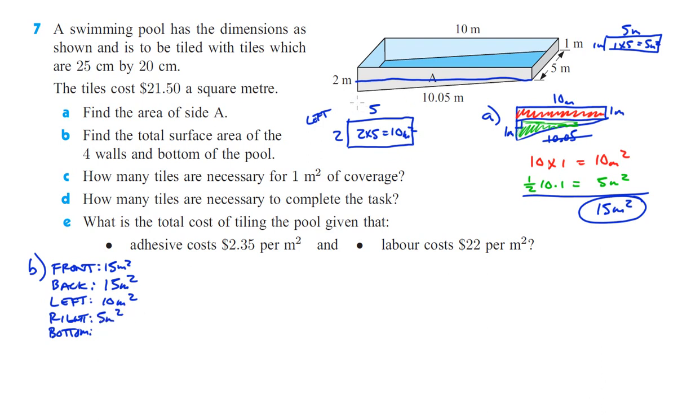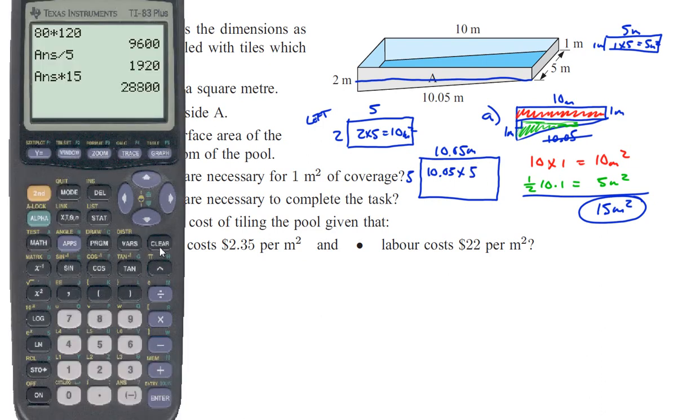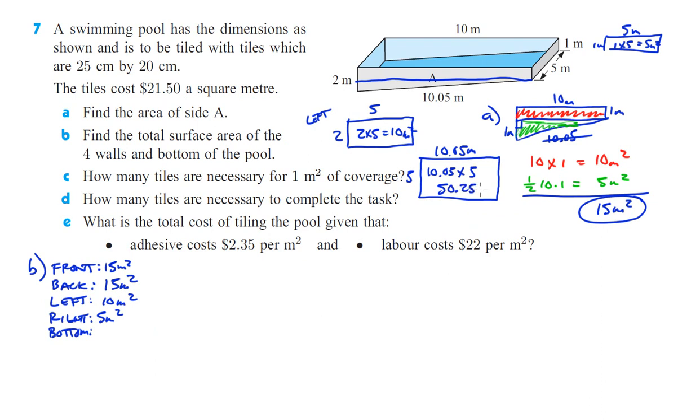And then the bottom, if we redraw the bottom, the whole thing tells us that the bottom is 10.05 meters across, just like that. And then its width there is going to be 5. So this is going to be 10.05 times 5. Let's break our calculator out for that one. 10.05 times 5 gives us 50.25. So this is 50.25 square meters.